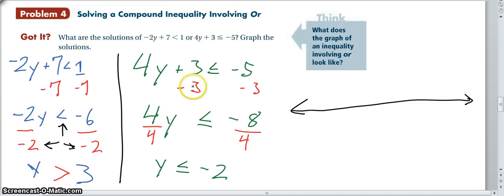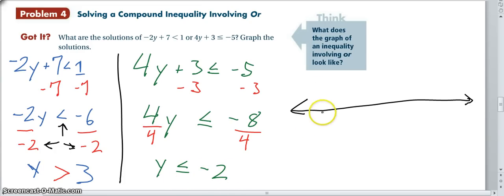We come over here, we do the same process. We get rid of the constant by subtraction. Now that gives me 4y is less than or equal to negative 8. We divide again, but we divide by a positive, so we just divide by 4. Then y is less than or equal to negative 2.